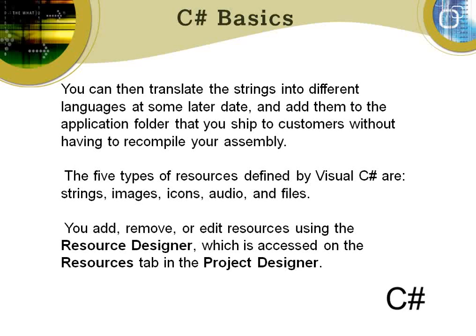The 5 types of resources defined by Visual C# are strings, images, icons, audio, and files. You add, remove, or edit resources using the Resource Designer, which is accessed on the Resources tab in the Project Designer.